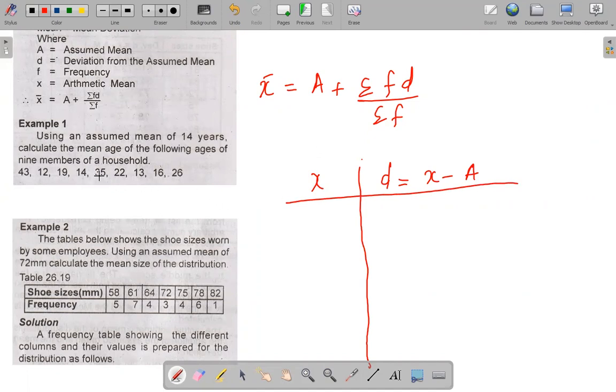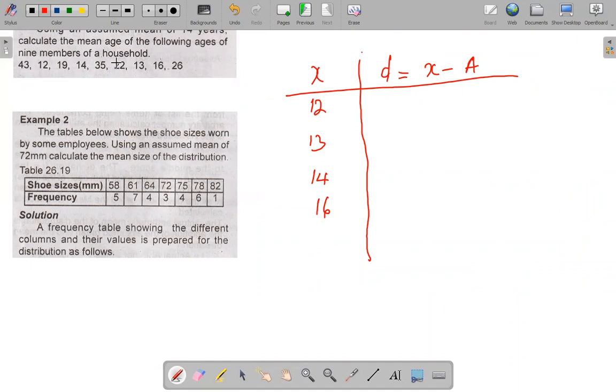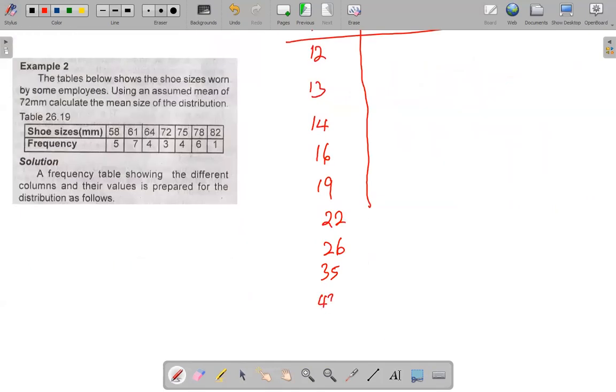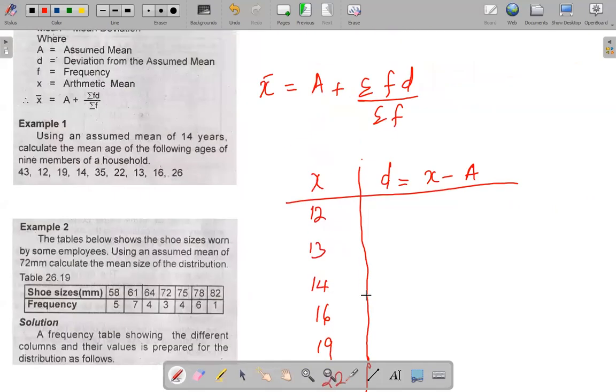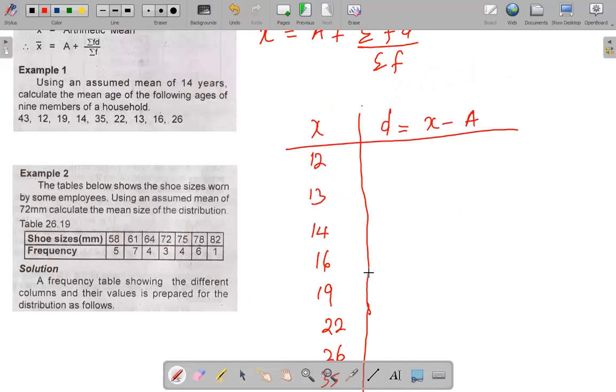The first one, the lowest here, is 12, followed by 13, followed by 14, 16, then 19, 22, 26, and 35 and 43. This is the data arranged according to their size.